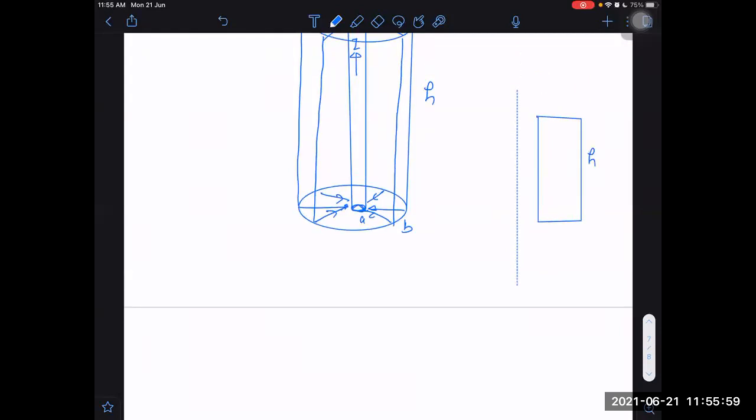This is H. What is the inner radius? A. And what is the outer radius? B. Inner is A. And then take a rectangular element again at a distance R.